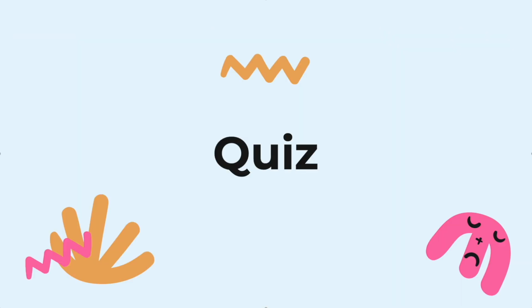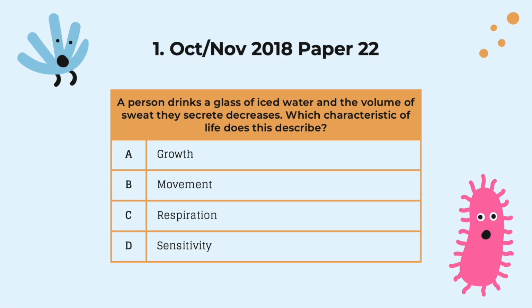Now it's quiz time. Let's solve the following 2 questions together. Remember when you're answering multiple choice questions to reason your answer by excluding the unsuitable choices. First question, a person drinks a glass of ice water and the volume of sweat they secrete decreases. Is it growth, movement, respiration, or sensitivity? Well, if you come to think about it, only one property related to this person fits. There is a sort of response of the body towards the ice water, so it starts to sweat less. So the more reasonable answer is sensitivity.